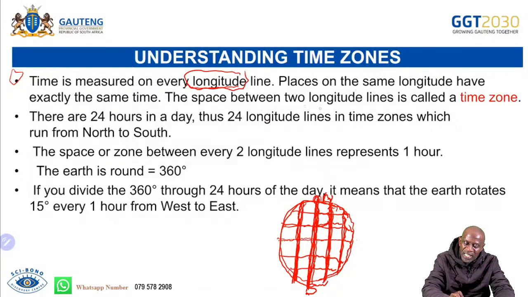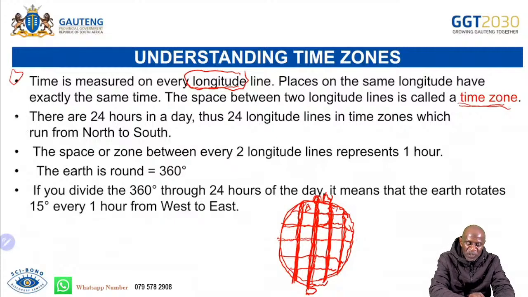Spaces between two longitude lines is called a time zone. This area between this longitude and this is referred to as a time zone. I hope the explanation is clear.